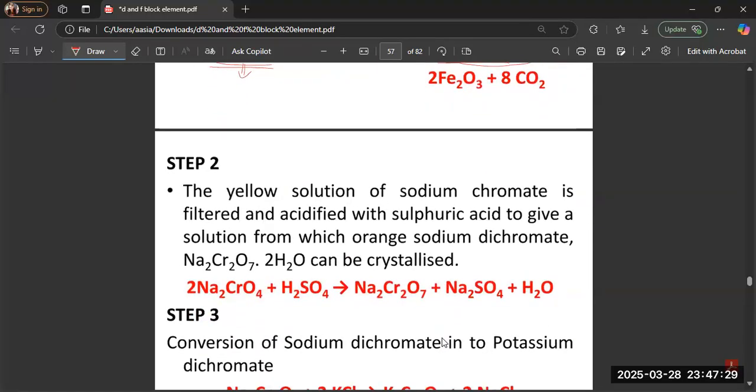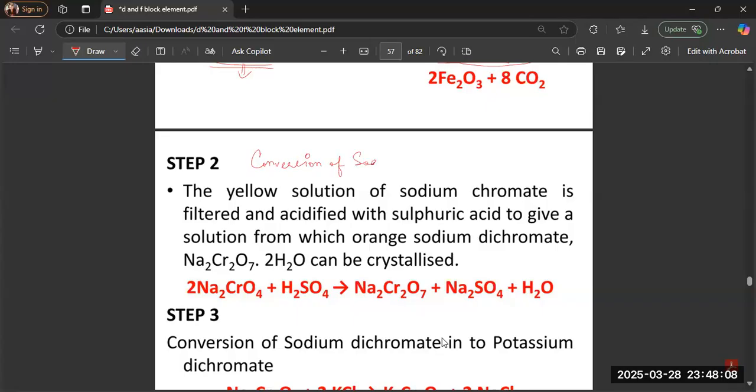So the second step: you have to filter the yellow colored solution of sodium chromate and then acidify it with sulfuric acid. Put some sulfuric acid to it to give a solution from which orange sodium dichromate crystallizes. Now see what will happen when you add acid to the sodium chromate solution. It will form Na2Cr2O7. So we are converting the sodium chromate to sodium dichromate.